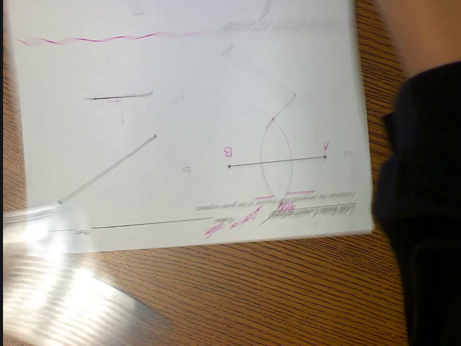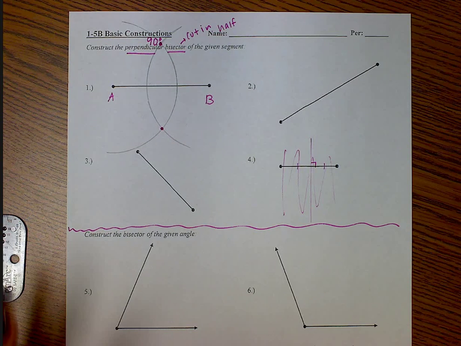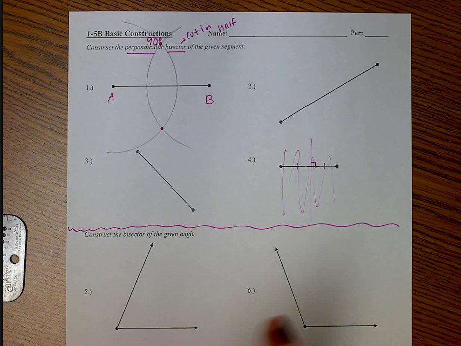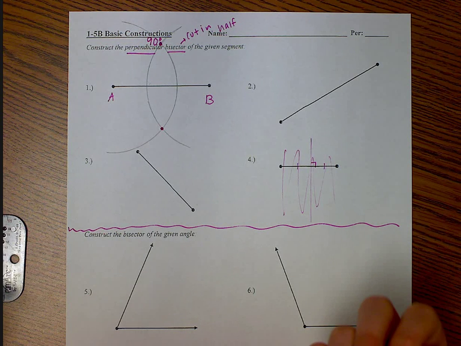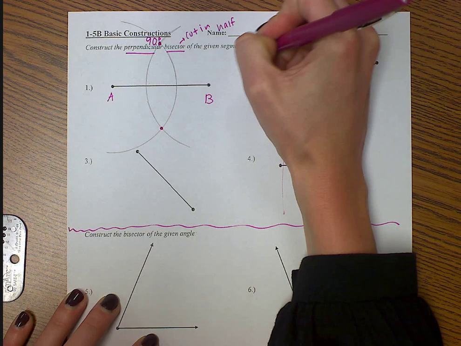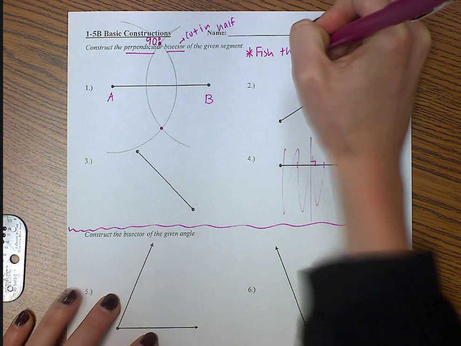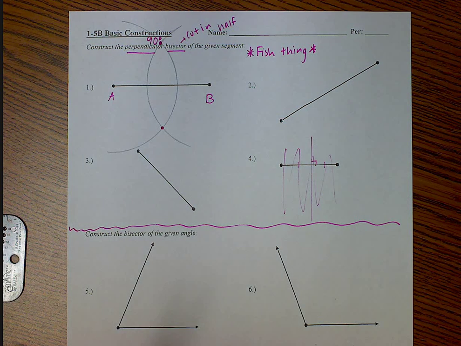Okay, I'm turning my paper around. Now, I like to think that it looks like this little fish thing. That's kind of what I always call it, so you'll hear me say, oh, it looks like the fish thing. I'm even going to note that. Okay, we're actually not done.